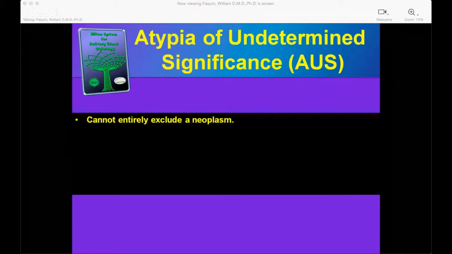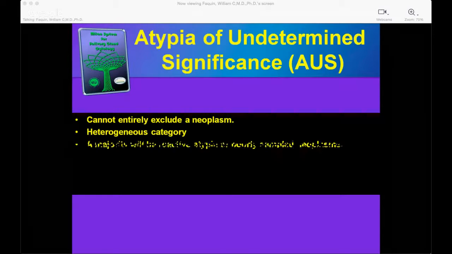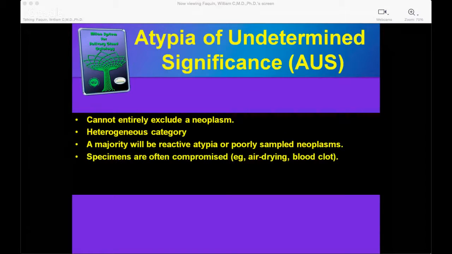The next diagnostic category of the Milan system that I want to mention is the AUS category, Atypia of Undetermined Significance. So this is a category where we cannot entirely exclude a neoplasm. This would be a heterogeneous category. A majority of the FNA samples that would fall into this AUS category will be reactive atypia or possibly poorly sampled neoplasms. You'll also have specimens that are compromised either due to air drying or obscuring blood clot.